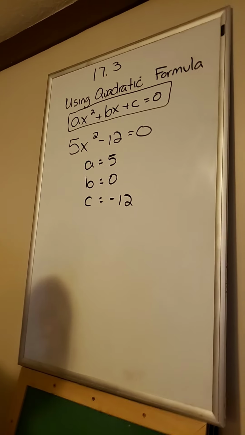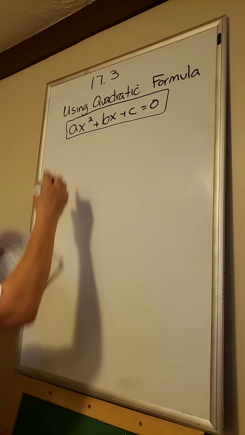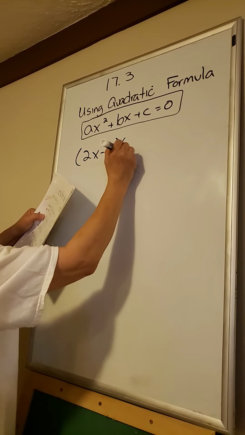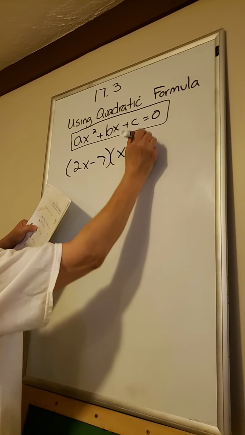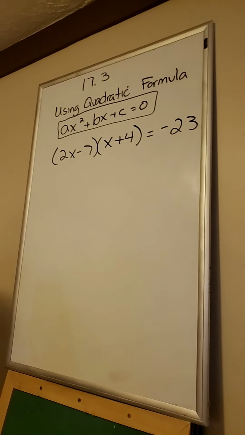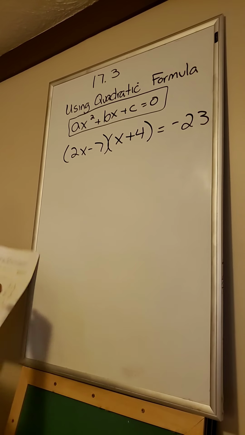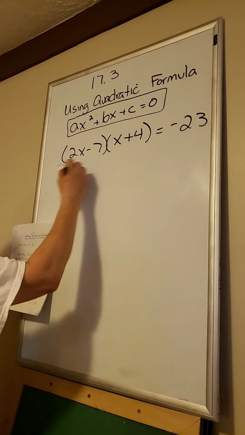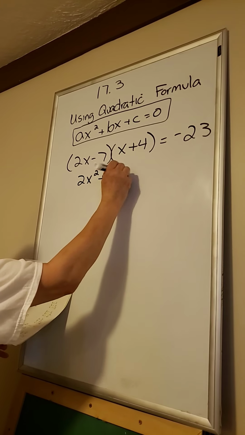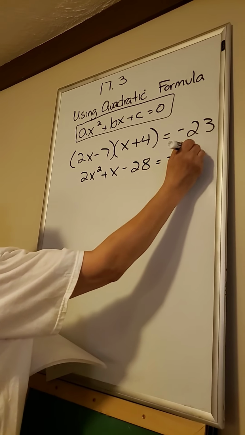Okay. So example D, the last one on the first page, is something that's already factored. At first glance, you're like, good, it's factored, I don't have to factor it. No, not good. In order to be in standard form, you're going to have to FOIL it out. When you FOIL this out, and it's written down on your paper, you get 2x squared plus x minus 28, that's from foiling, equals negative 23.